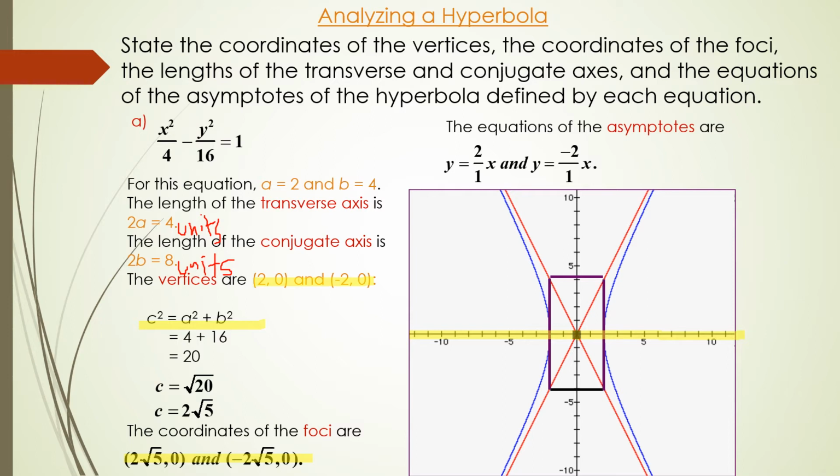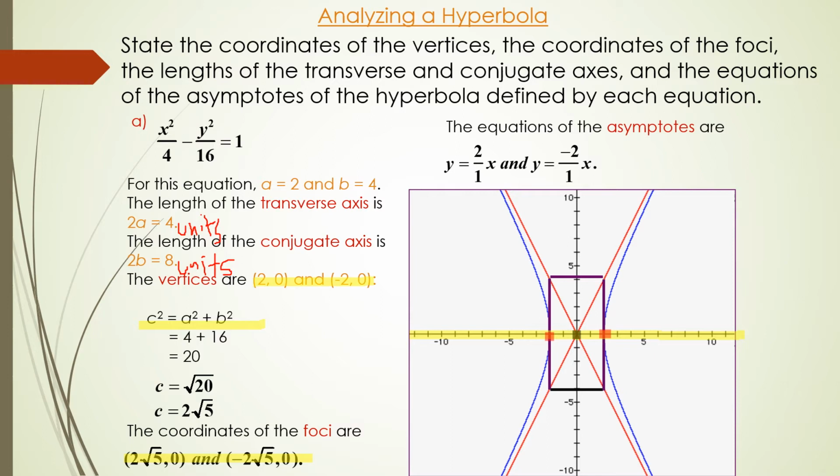Our vertex is 2 units away from the center. So from the center, you count 2 units: 1, 2. The vertex and the focus are not on the same line as the conjugate axis. The focus is always inside the conic section, the hyperbola. So vertex 1 or vertex 2 is 2 units away, 1, 2. So you find the coordinates.